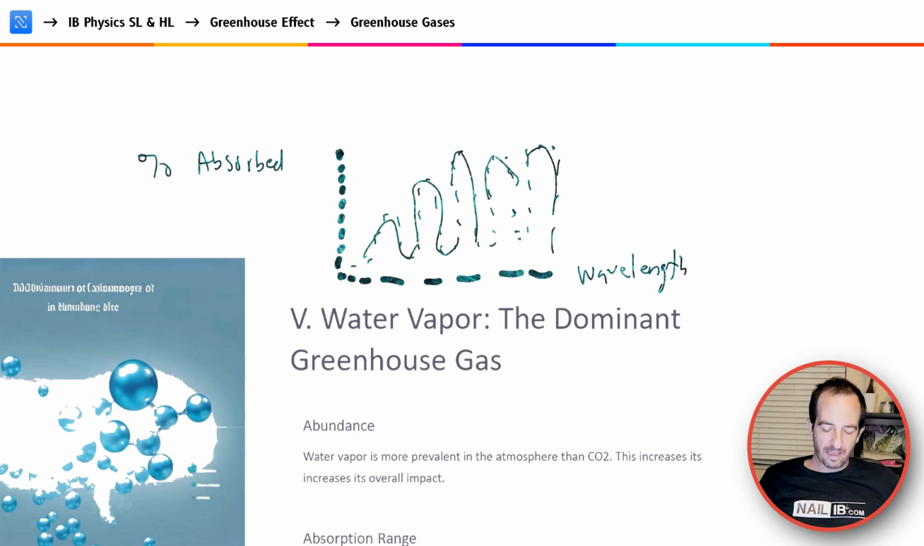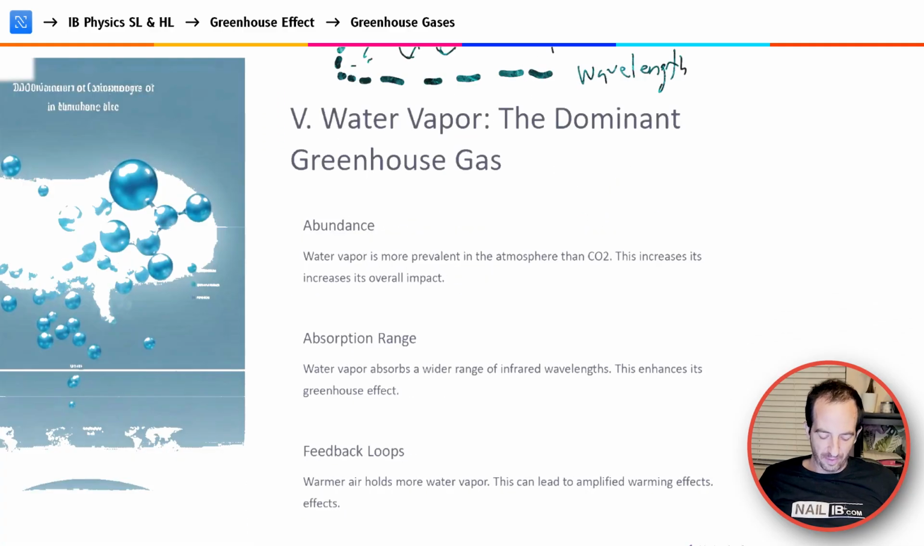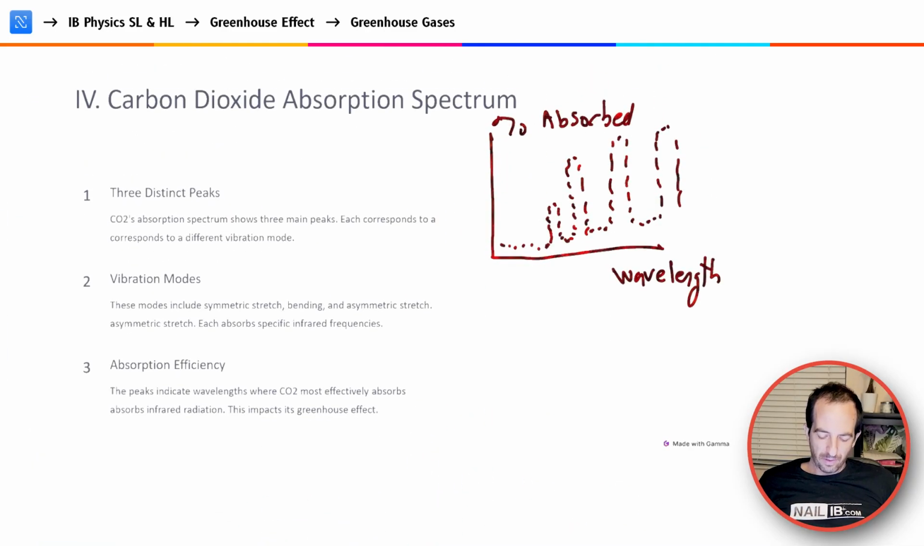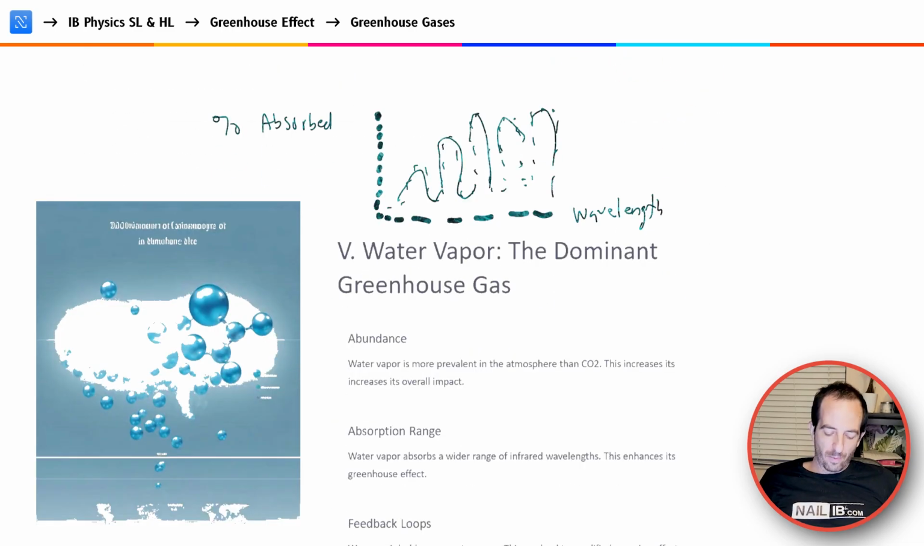So you can see that more wavelengths will be absorbed by the greenhouse gas of water vapor. It absorbs a wider range of infrared wavelengths, which enhances the greenhouse effect. So it is able to absorb more of our infrared radiation, which causes a greater feedback loop. So here we have again the CO2, 3 distinct peaks. I made 3.5. Maybe I'll make this one a little bit less. Whereas the water vapor has significantly more.